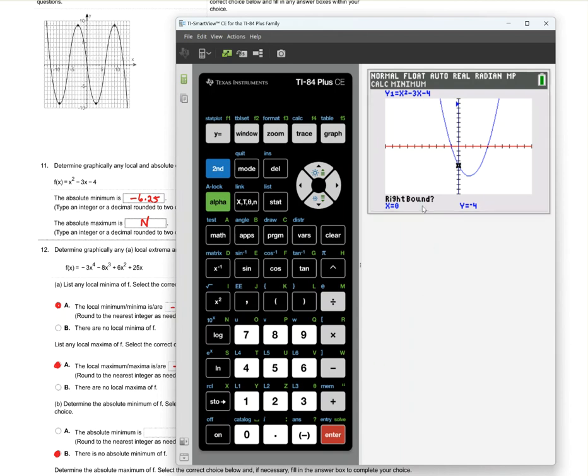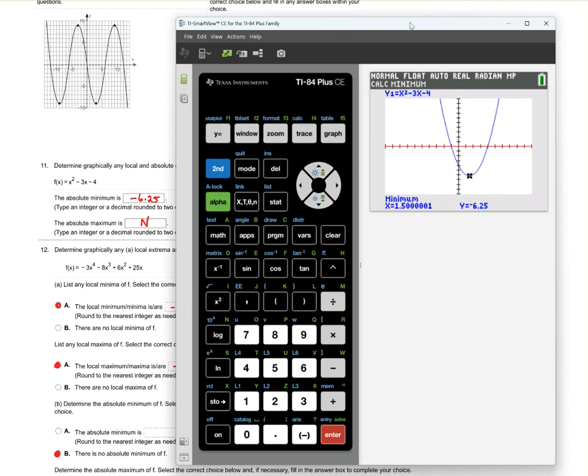Then it says go to the right bound. So I've got to use my right arrow and go till I'm to the other side of that lowest point. That's about right. It's fine wherever you stop as long as you're to the right of it. Hit enter. Last time it says guess, you just hit enter without moving. And you have 1.5 and -6.25.